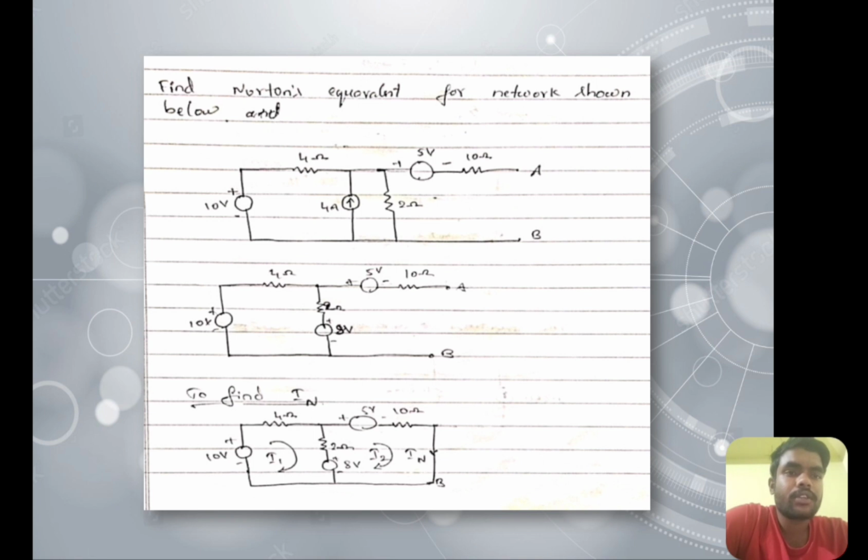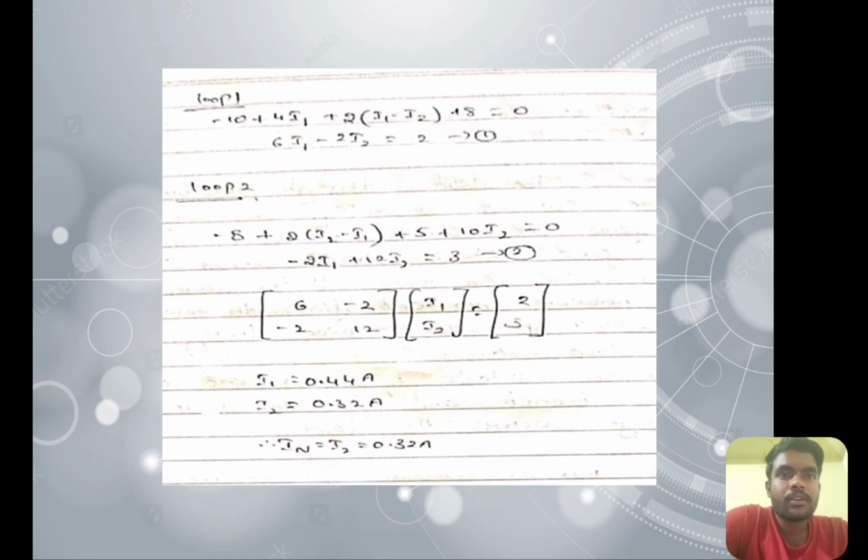In this diagram, to find IN, we short circuit the terminals A and B. Then apply KVL to the two loops I1 and I2. Applying loop 1: minus 10 plus 4 I1 plus 2 into I1 minus I2 plus 8 is equal to 0, so 6 I1 minus 2 I2 is equal to 2. The second loop: minus 8 plus 2 into I2 minus I1 plus 5 plus 10 I2 is equal to 0, so minus 2 I1 plus 12 I2 is equal to 3.